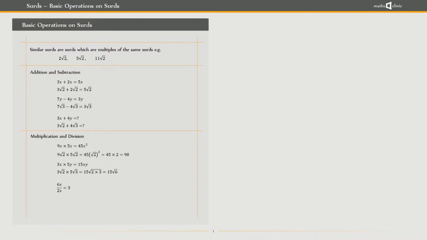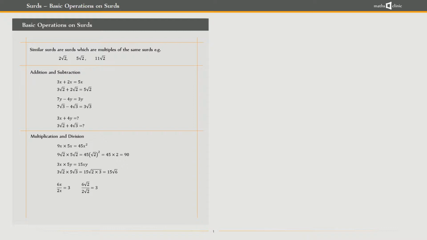Okay, let's do some division. If you have 6x divided by 2x, you have 6 divided by 2 as 3, and then the x's cancel each other, and you end up with a final answer of 3.